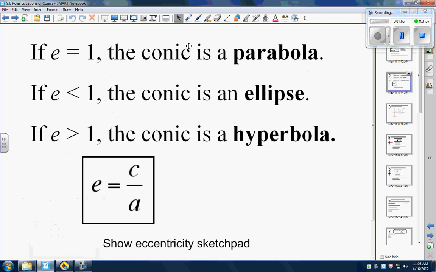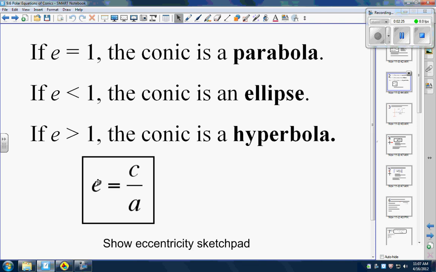If the eccentricity is 1, the conic is a parabola. That just makes sense. The distance from focus to point is the same as directrix to point. By definition, that's how we did a parabola, so you don't need to remember that one. If the eccentricity is less than 1, not necessarily negative, just a fraction, the conic is an ellipse. And if the eccentricity is greater than 1, the conic is a hyperbola. So those are the two you're going to have to keep straight here.